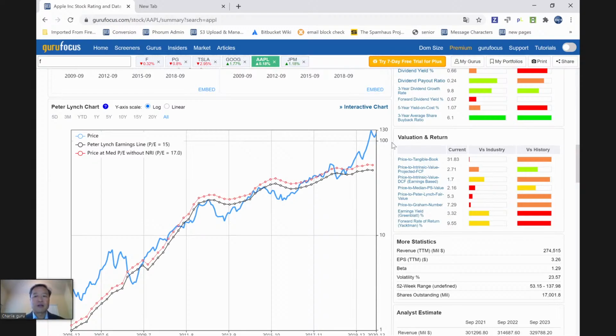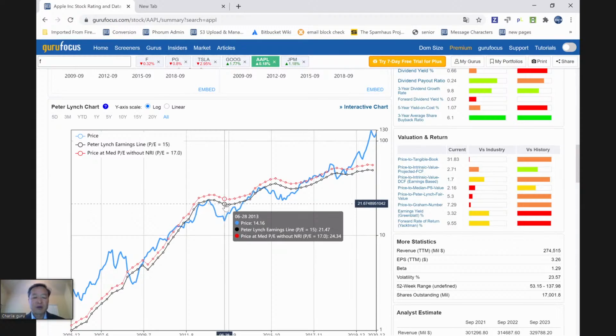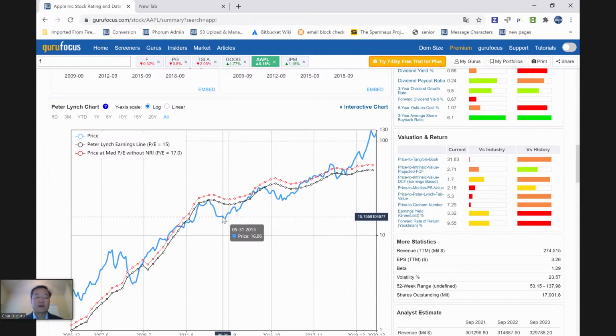And when the price line is below the value line, like here, and the black line here is Peter Lynch earnings line, the earnings line. When the price line is below the earnings line, it's usually a better time to invest. When the price line is above the earnings line, it's not a very good time to invest. And if we look at Apple, in this case, currently the price line is far above the earnings line.